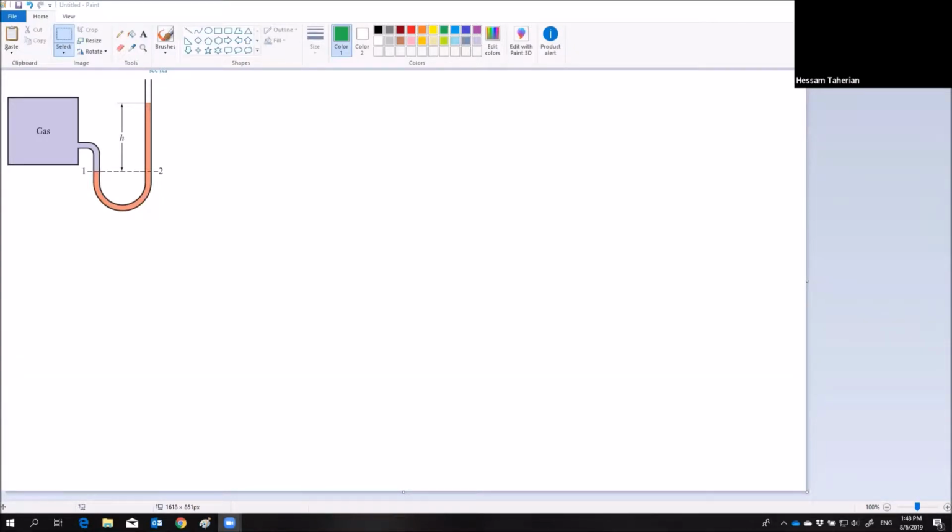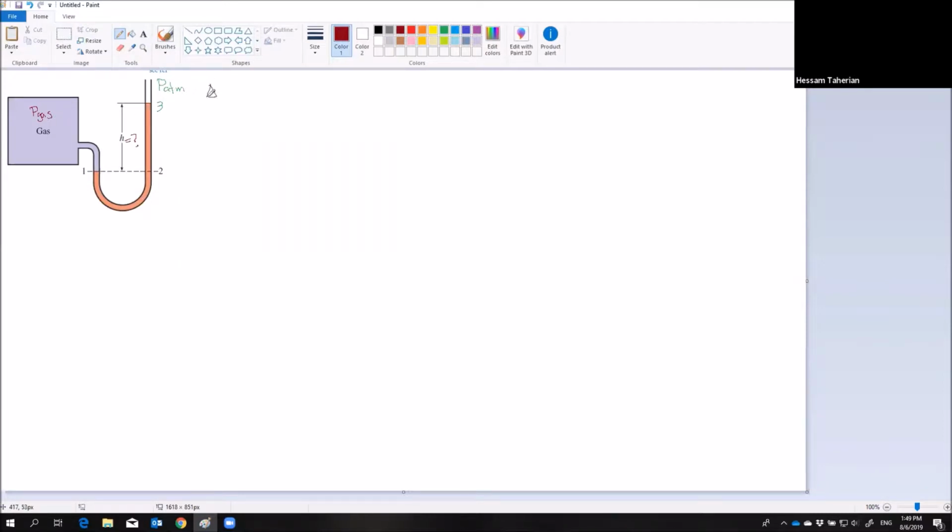We're gonna work out a simple manometer problem. The figure that you see here has a gas inside the container connected to a U-tube manometer with a liquid starting from point 1 all the way to here. We can call point 3, which is open to atmosphere. So over here we have atmospheric pressure. H is the unknown height. We want to determine it if gas pressure is given.